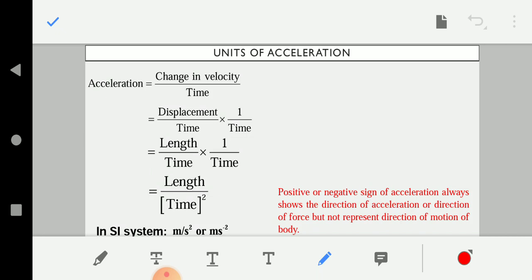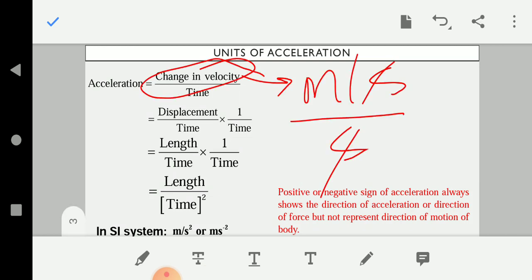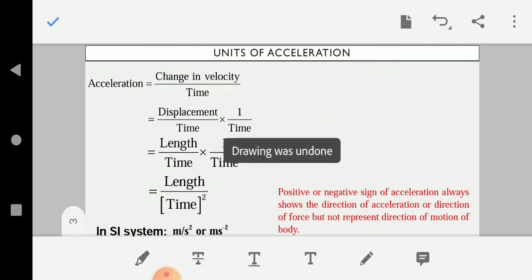Now, numerically, if you see the unit of acceleration: acceleration is change in velocity upon time. Now, what is the unit of change in velocity? That will be meter per second itself. So meter per second by time. So what will you get? Simply meter per second square. So in the SI system, the unit of acceleration is meter per second square.